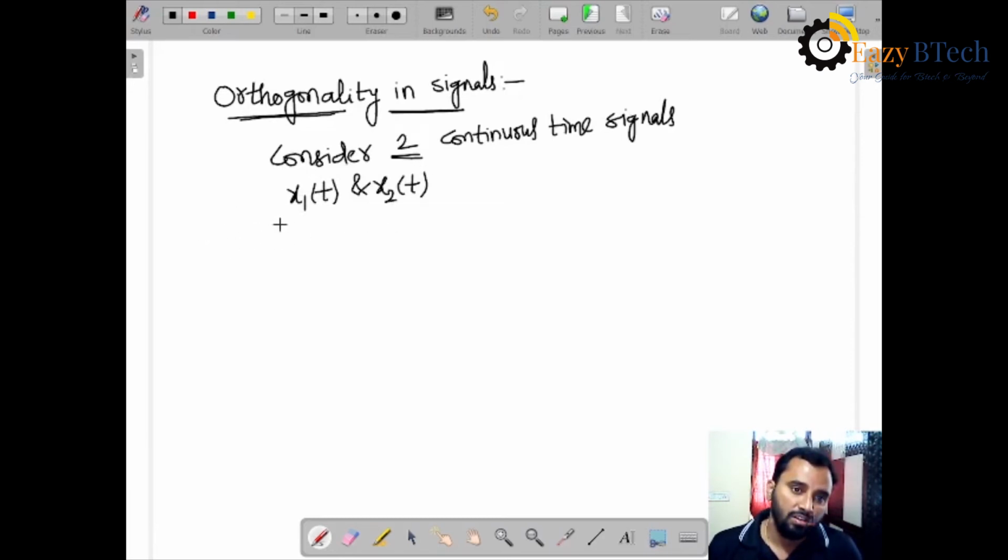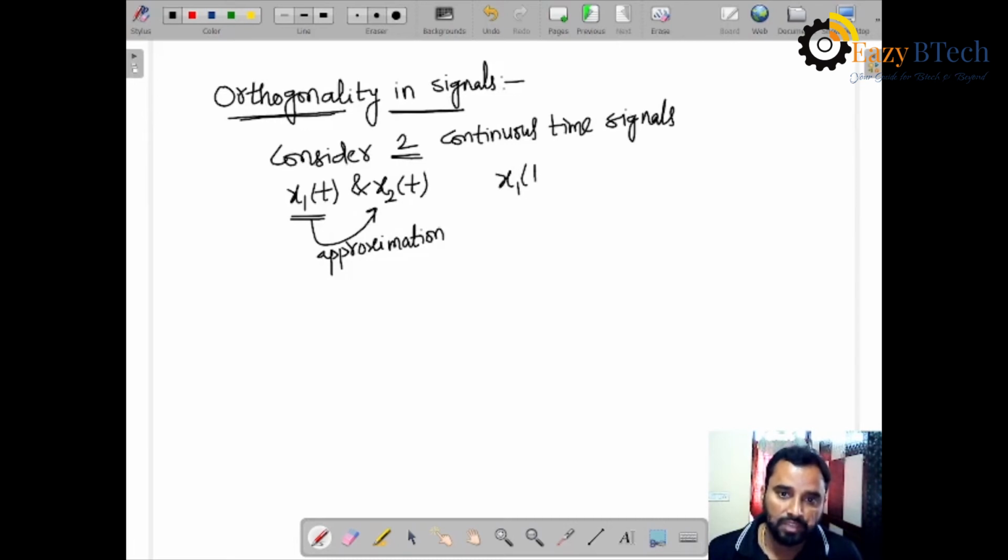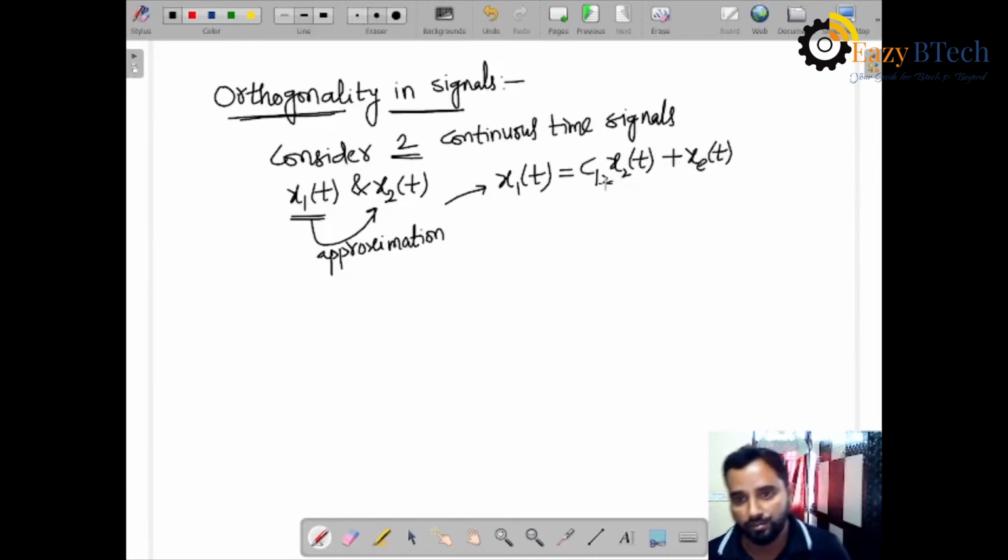Now, I want to write x1 in terms of x2. This is an approximation of x1 using x2. So how to write it: x1 of t is equal to c12 into x2 plus error signal xe of t. This is a way of writing x1 in terms of x2.